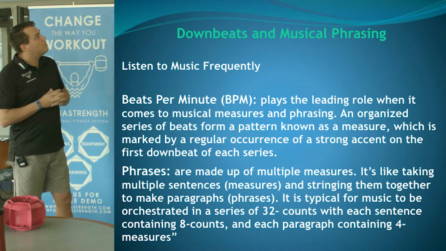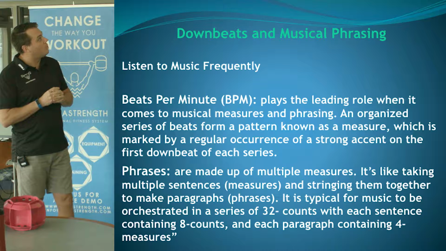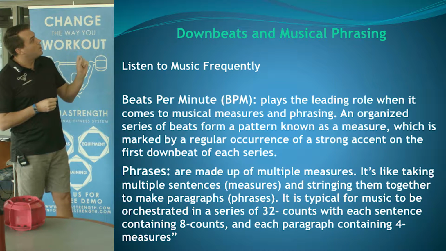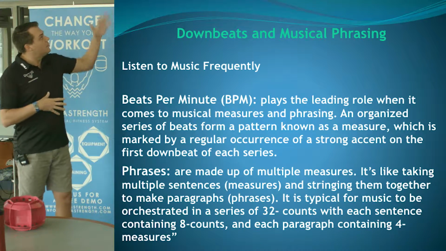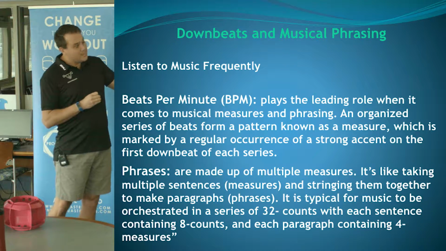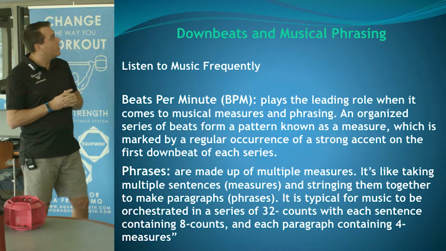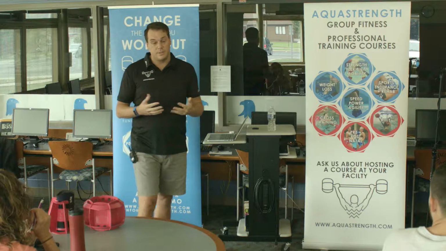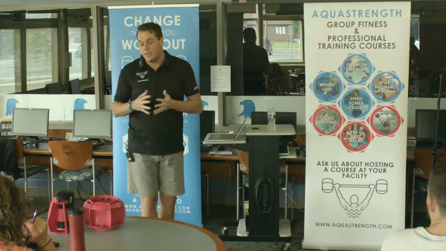So we break it down: beats per minute plays the leading role when it comes to musical measures and phrasing. An organized series of beats forms a pattern known as a measure, which is marked by a regular occurrence of a strong accent on the first downbeat of each series. Phrases are made up of multiple measures. It's like taking multiple sentences, thinking about it in a writing concept, and stringing them together to make paragraphs, which are your phrases.